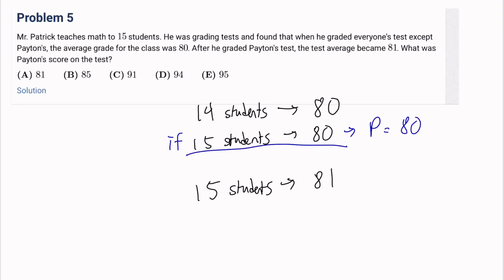But then since Peyton alone raised the average of everybody by 1, that means Peyton's score must be 80 plus 15 times the increase. So 15 times 1. And so this is 80 plus 15, which is 95. So the answer is E.